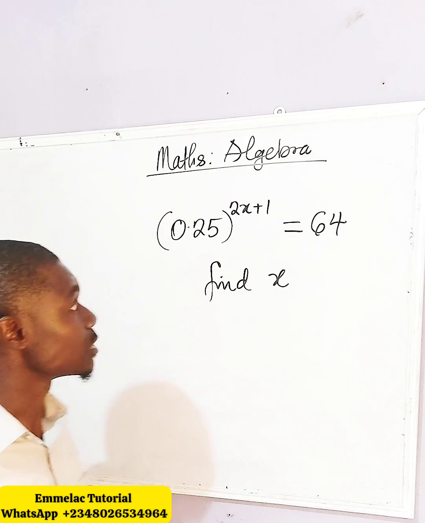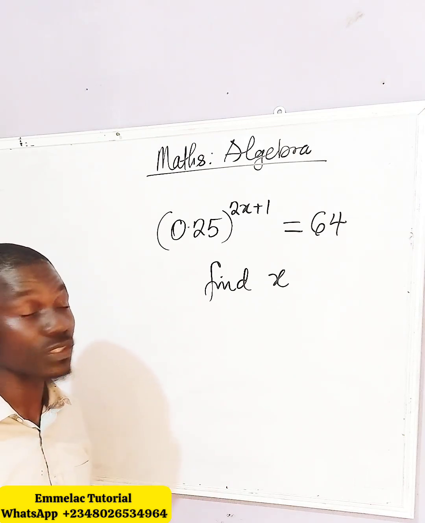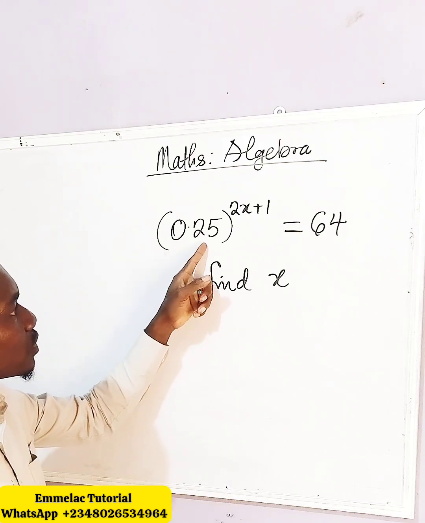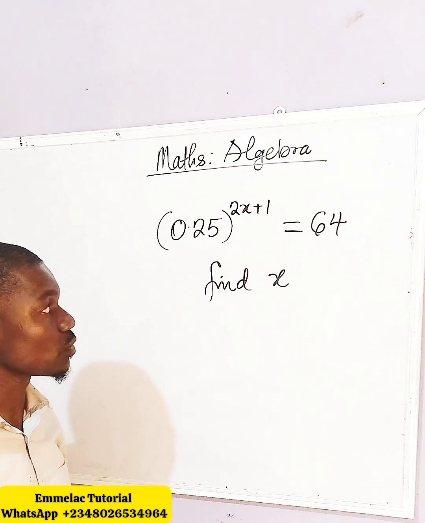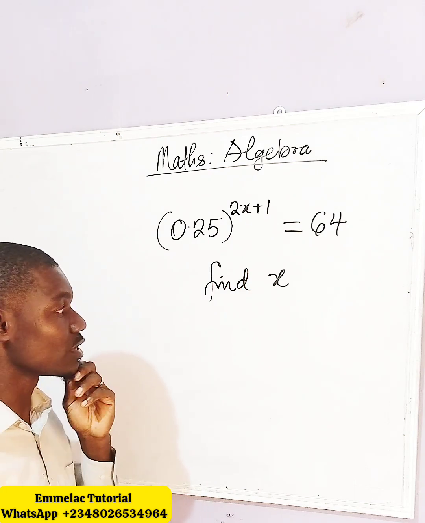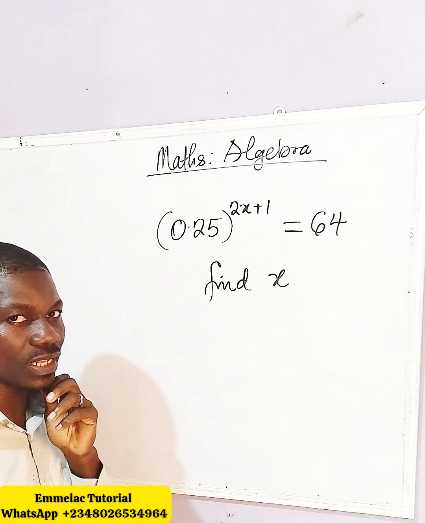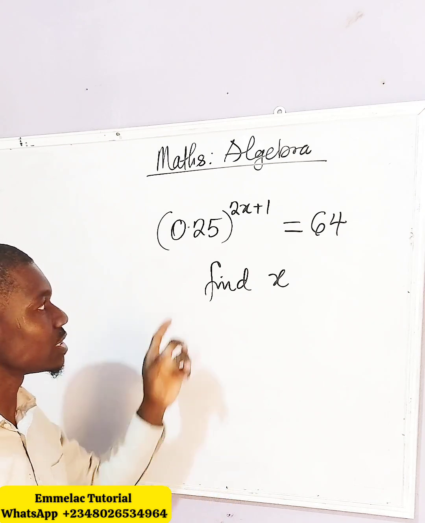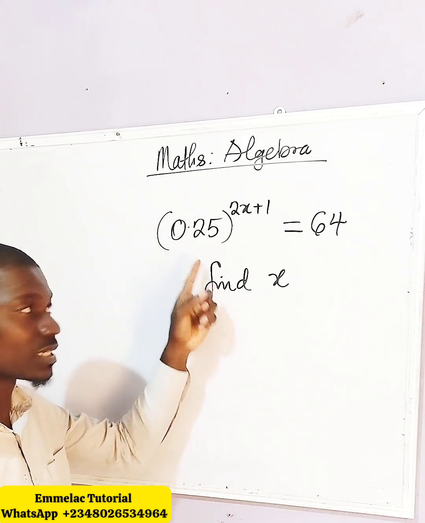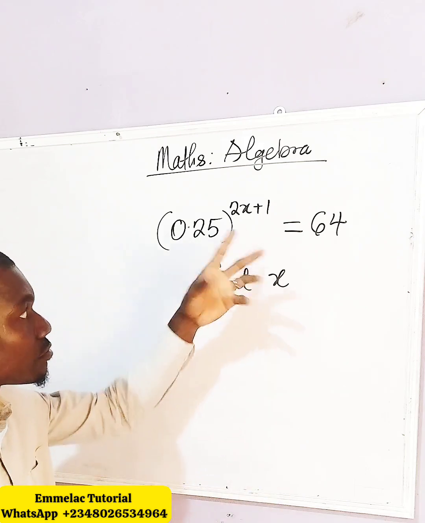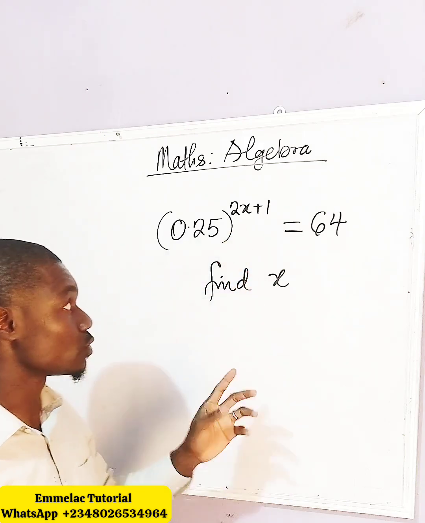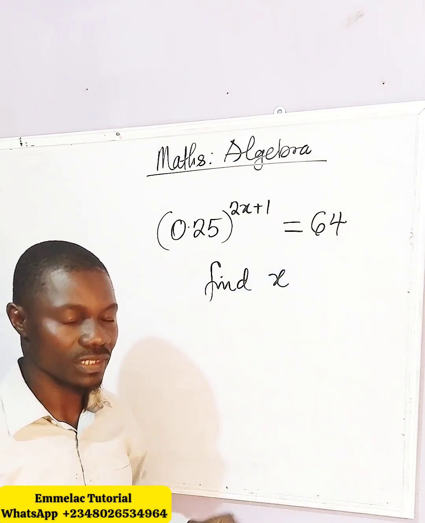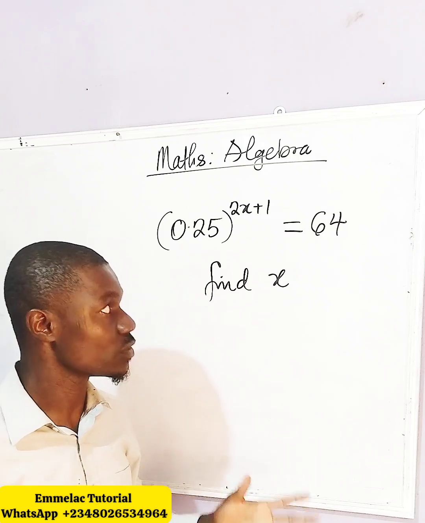Now looking at this exponential equation, we're still under algebra, and it says here that 0.25 raised to the power of 2x plus 1 equals 64. Now find x. Looking at the left hand side and the right hand side, the left hand side has a decimal base raised to the power of an expression in algebra, 2x plus 1. Then the right hand side is just a constant, 64.